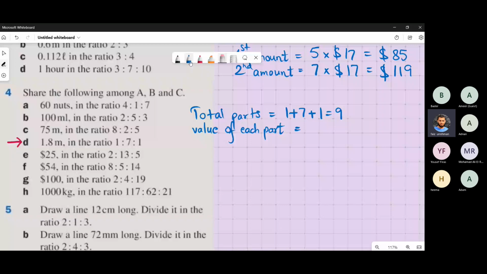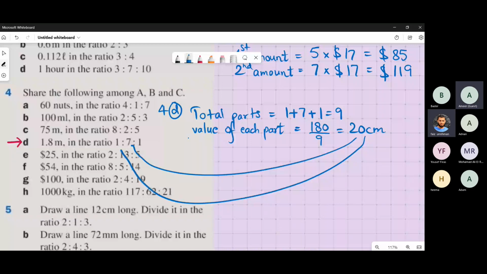180 over 9 equals 20 centimeter. Students, are you getting what we are doing here? Please, if you have confusion, ask it instantly. 4D. So each part is 20. Now what you will do? Multiply by 20 here, multiply 1 by 20, multiply 7 by 20.